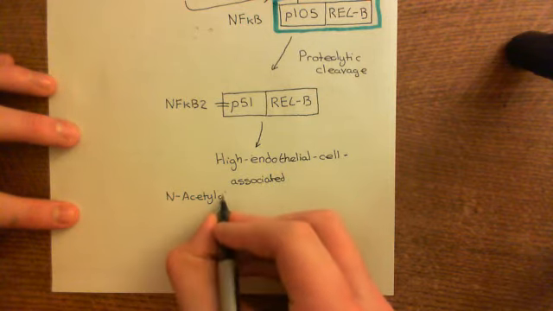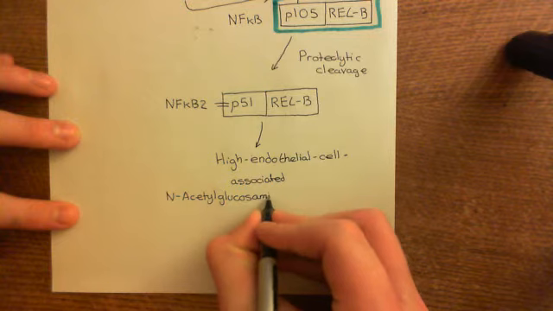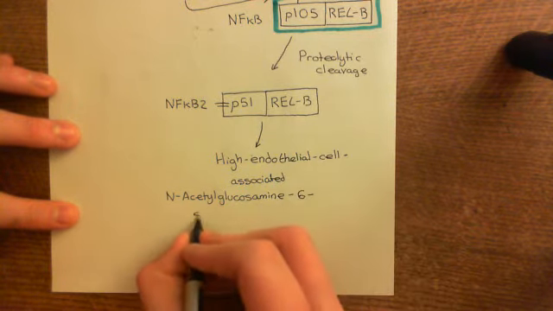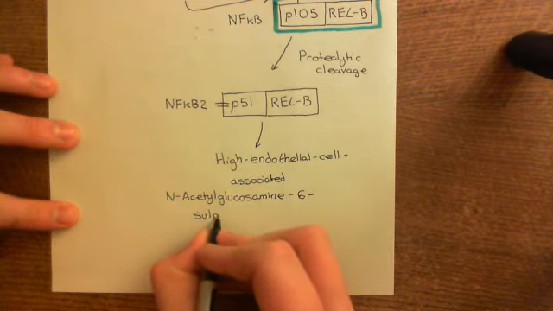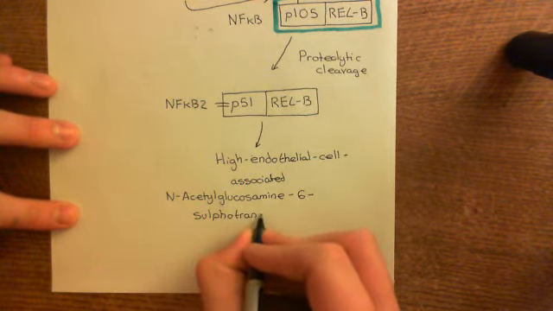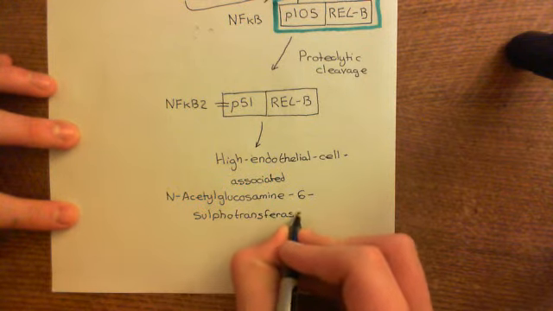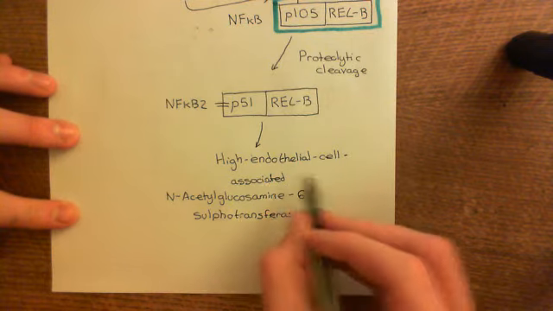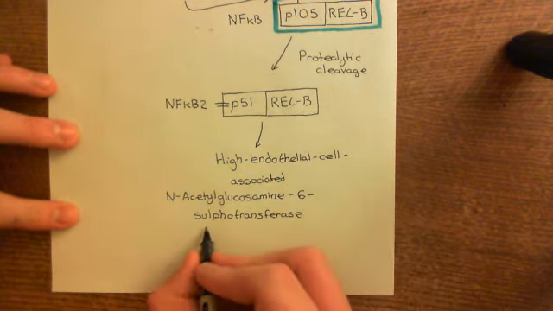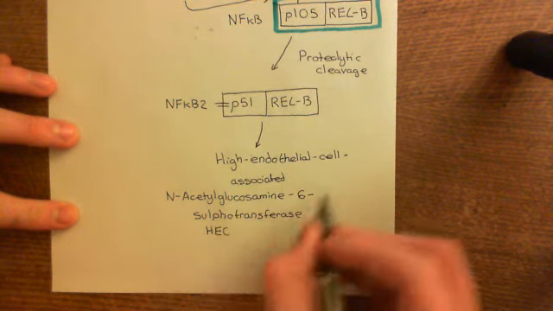Okay, so N-acetylglucosamine 6-sulfotransferase, and this name actually makes utter sense. Even though it's a horrendous mouthful, it actually makes every bit of sense. It's a very nice logical name. You can explain every bit of this name. Right. However, because it is a mouthful, it's often abbreviated to HEC for high endothelial cell.